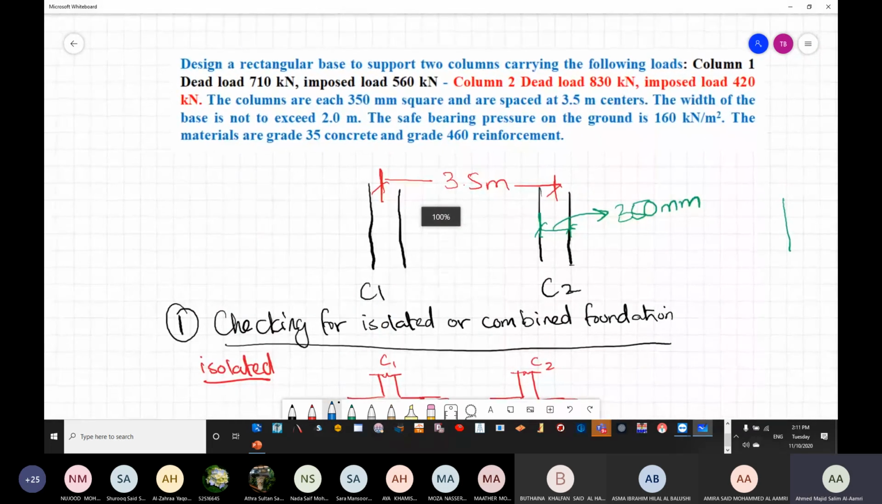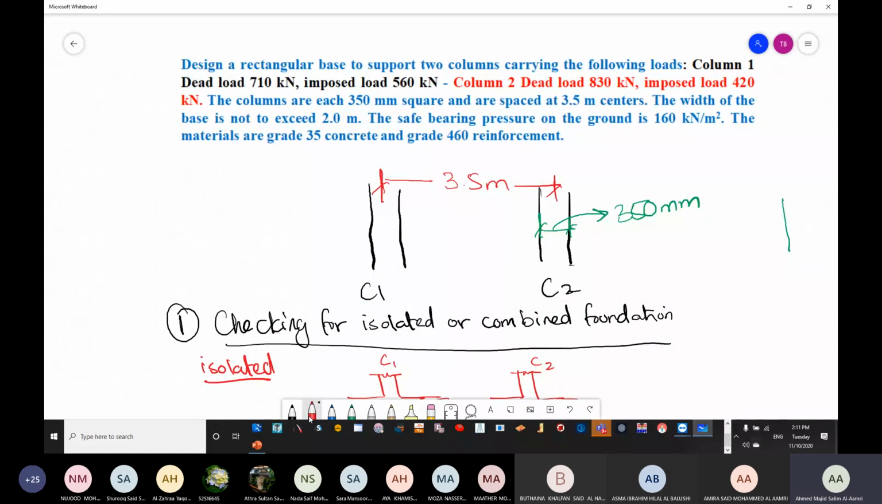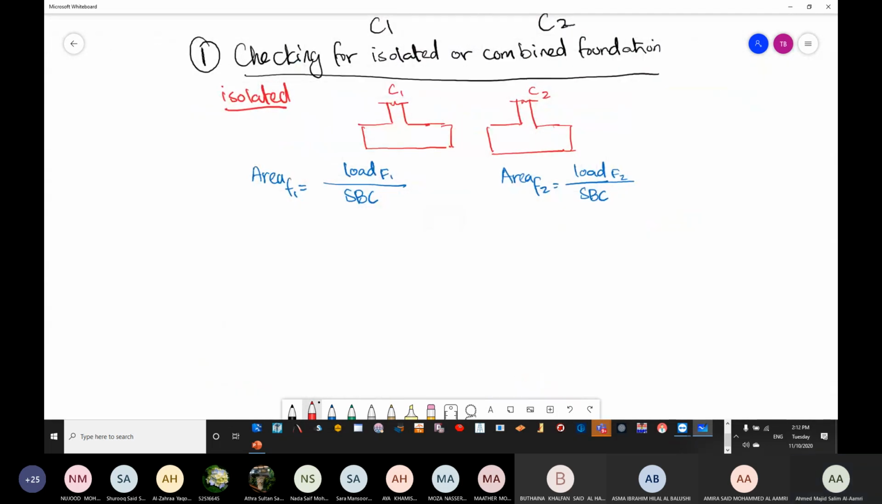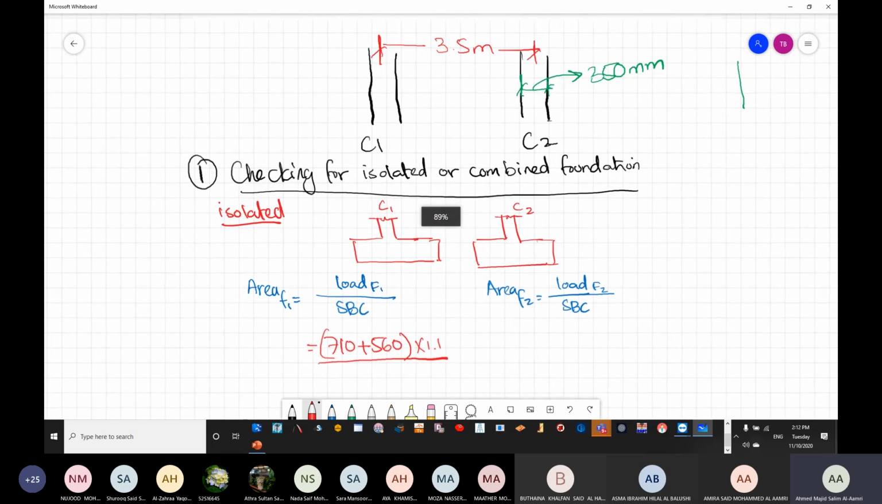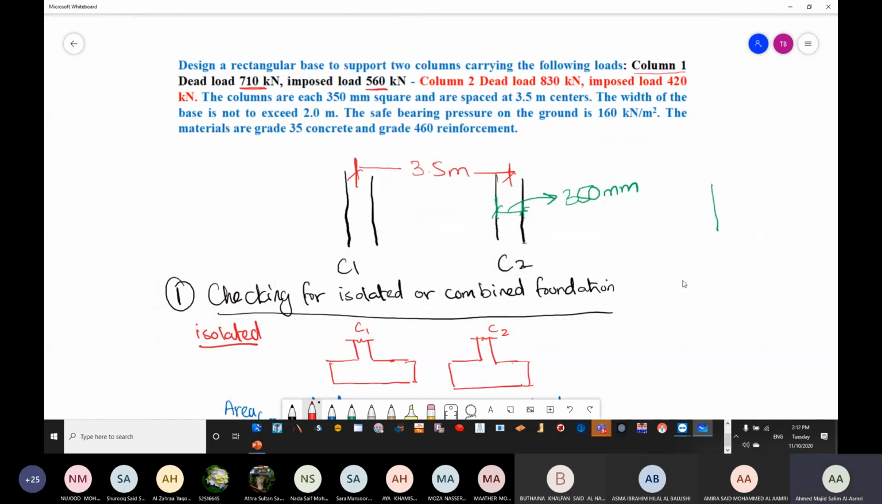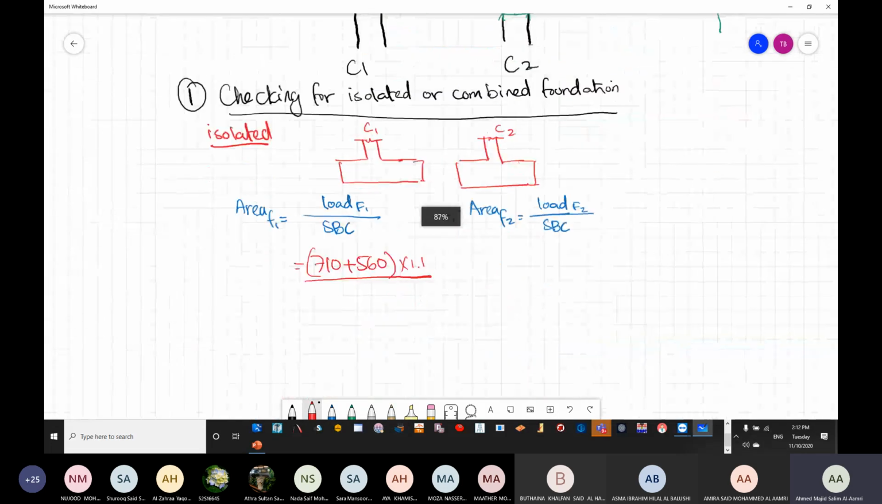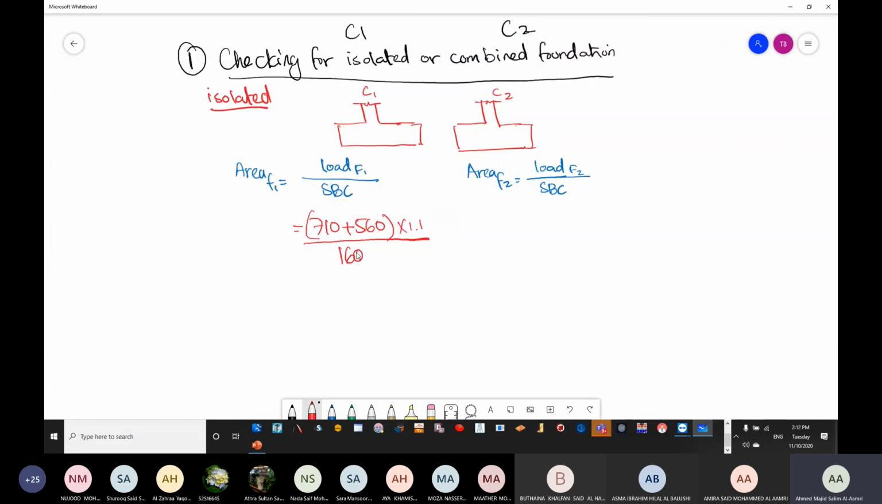Now if we return and go and see the loads, you can see here that for column number one, we have 710 as dead load, 560 as live load. So I'll just go here. I'll say this is going to be 710 plus 560. And we need to take the self-weight into account. So we are multiplying by 1.1. Safe bearing capacity given in the problem to be 160 kilonewton per meter square. So we are going to use it as 160.